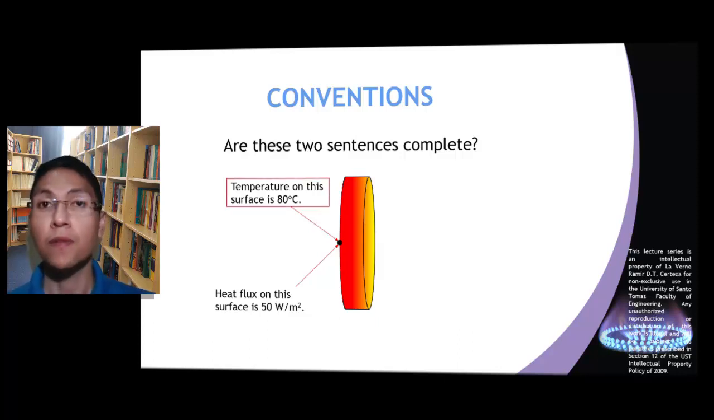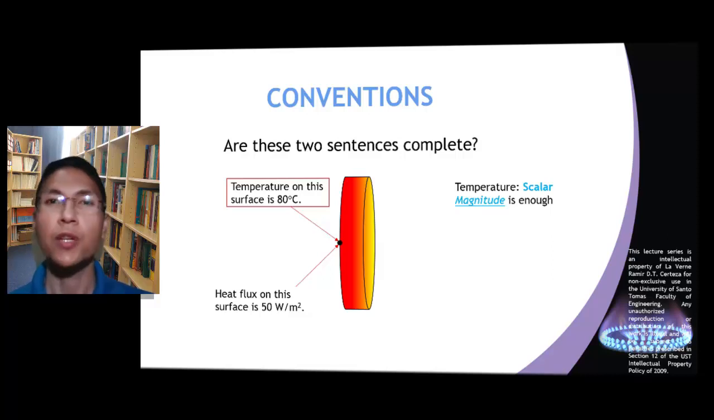Now the sentence above is already complete because remember, temperature is a scalar quantity. Therefore, we only need to specify the magnitude for it to be completely defined. It's like when you are asked, what is the temperature at this point? The logical answer to that is, the temperature at this point is this much.